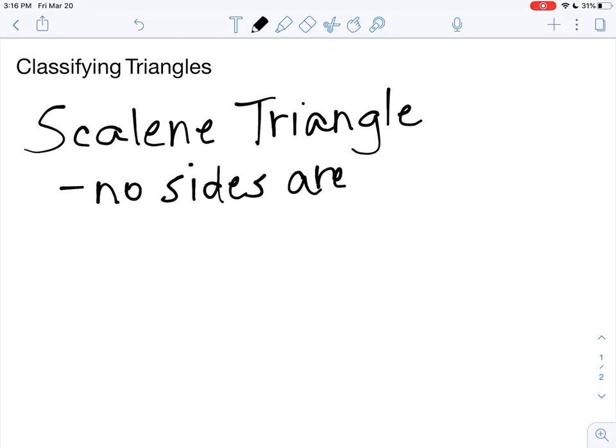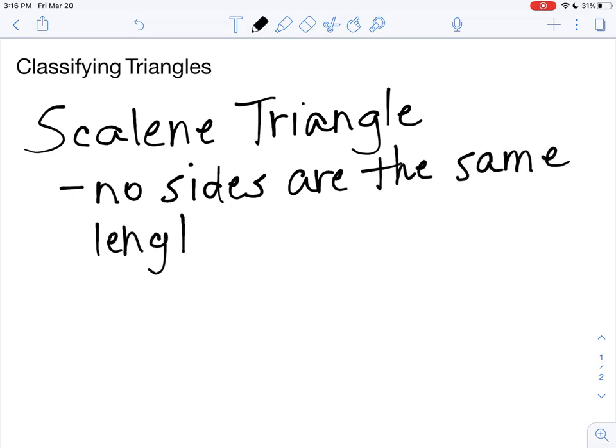No sides are the same length. So think about in your head what that's going to look like. Am I going to have 2 sides that are the same? No, remember, no sides are the same. So let's just say that side is 3, this one is 4, and this one is 5.